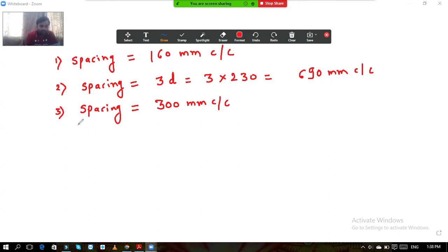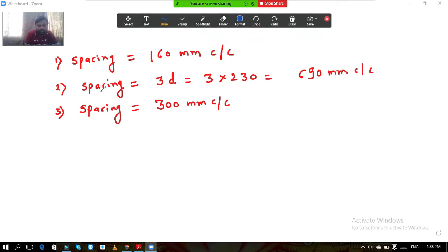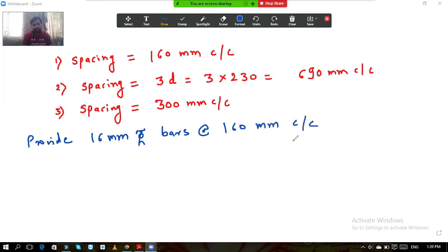So here I will write: provide 16 mm diameter bars at about 160 mm center to center. Now these are our main steel bars.